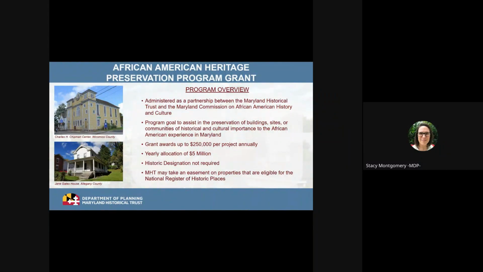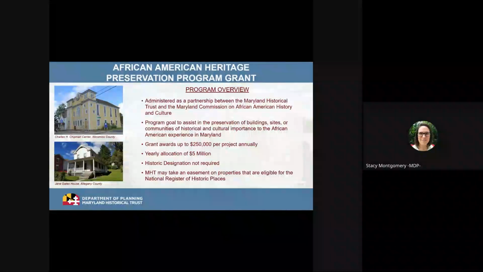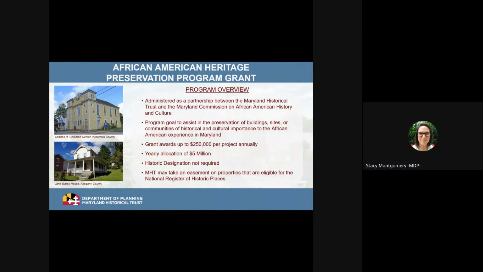It's an annual allocation of $5 million, and applicants can request up to $250,000 each year. The awardees of this grant are chosen by the Maryland Commission on African American History and Culture based on the merits of their application. The grant funds capital improvements to sites that are important to African American history and culture in Maryland, but the sites do not need to have a historic designation or even be historic to be eligible for funding. MHT may take an easement on properties that are eligible for listing on the National Register of Historic Places. There's no match requirement for this program, but it is, like the other one, highly competitive, with awards given to a variety of public institutions, local governments, and nonprofits statewide.